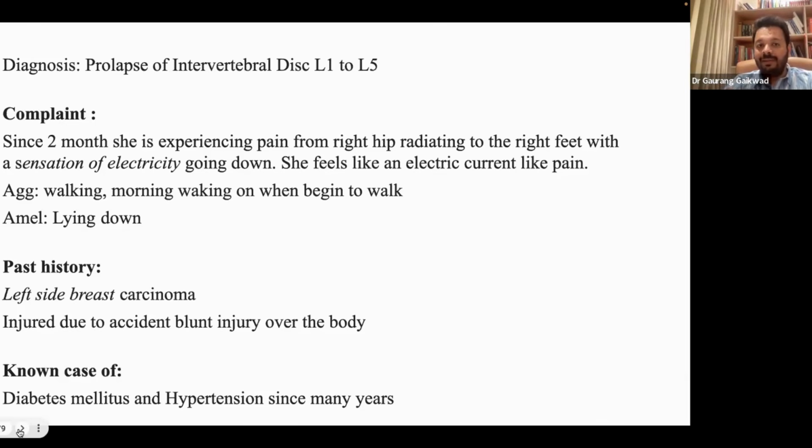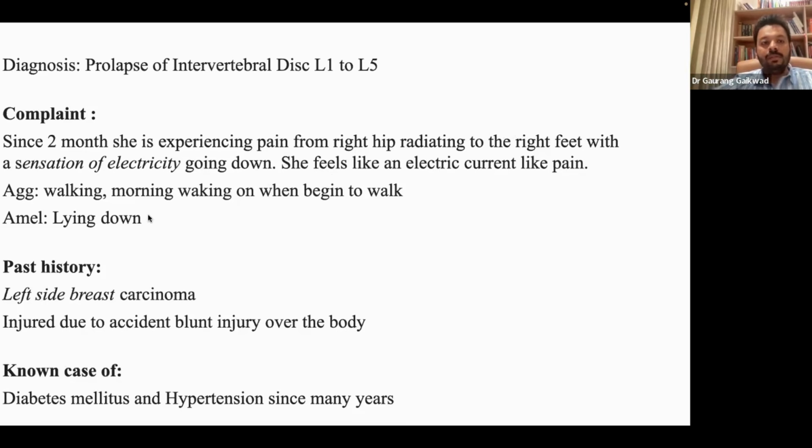Prolapsed intervertebral disc L1 to L5, there is a big disc prolapse and nerve entrapment. Since last few years, but especially since last 2 months, the pain is exhaustive. The pain is too much. She's experiencing pain from the right hip, radiating up till the right feet. The main sensation she feels is an electric shock like sensation, like electricity going up and down. She feels like electric current.